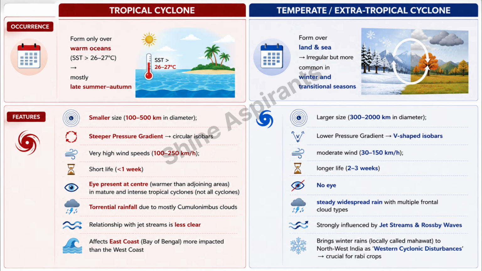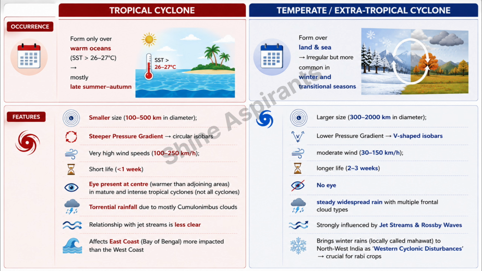Eye present at center, warmer than adjoining areas, in mature and intense tropical cyclones, not all cyclones. Torrential rainfall due to mostly cumulonimbus clouds. Relationship with jet streams is less clear. Affects East Coast, Bay of Bengal more than West Coast.